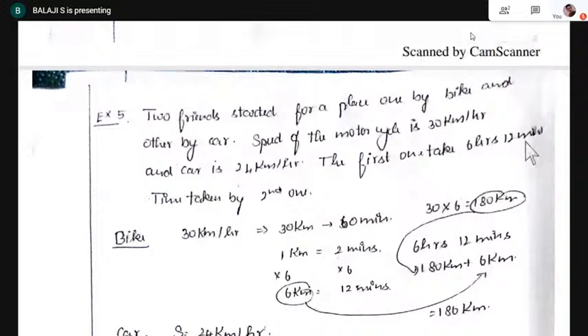See here, for the bike, in 1 hour the person travels 30 kilometers, that is 30 kilometers in 60 minutes. If we cancel this, he travels 1 kilometer in 2 minutes. Okay, keep it aside. Now see here, 30 into 6, which is equal to 180 kilometers. That is for 6 hours.